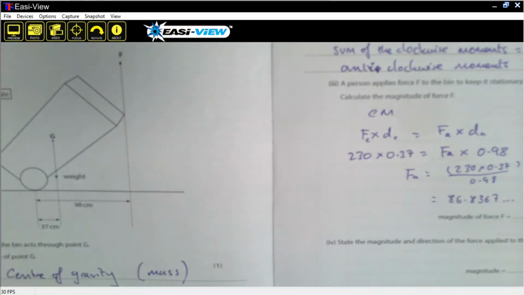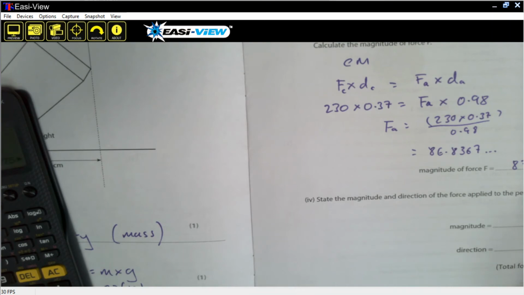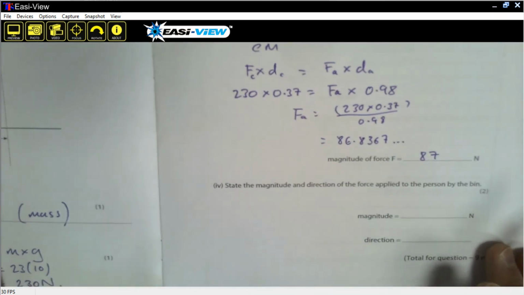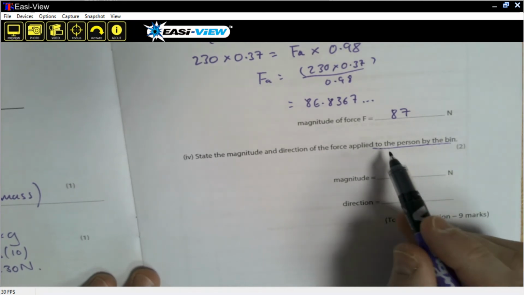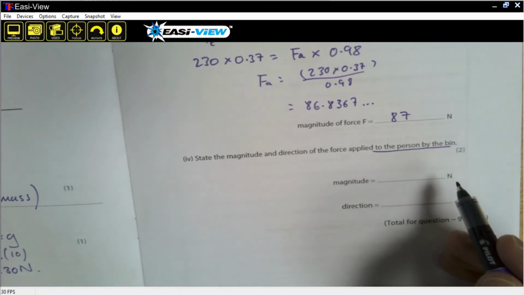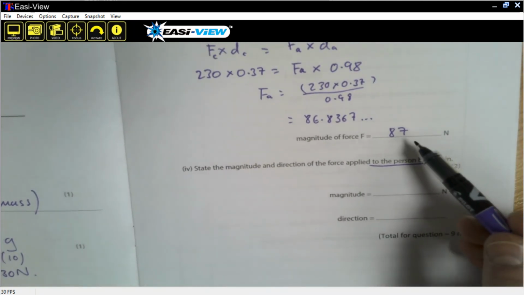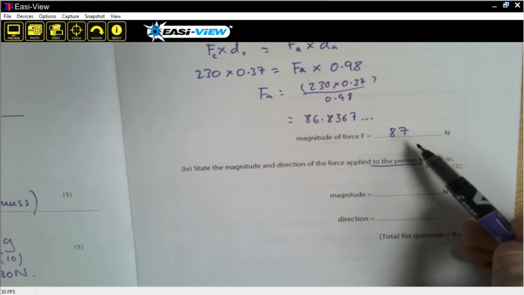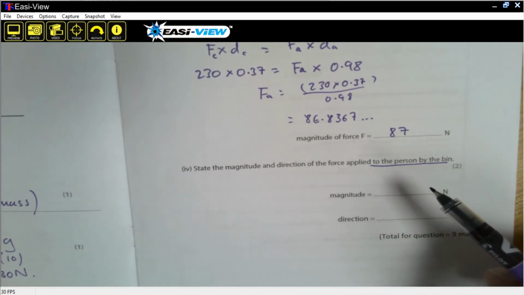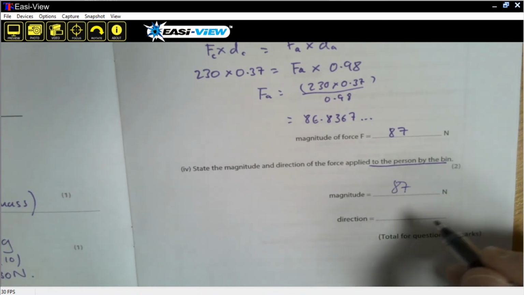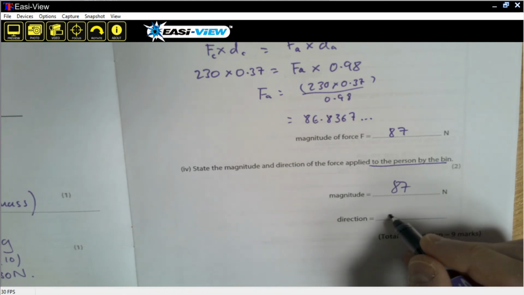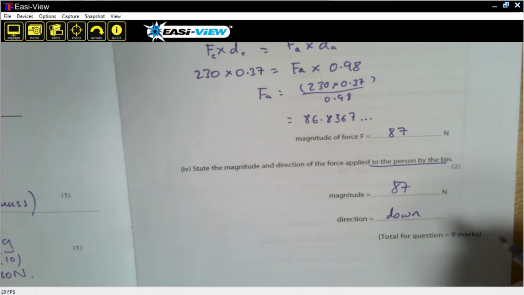State the magnitude and direction of the force applied to the person by the bin. This takes some careful reading. I had to read it quite carefully a few times to work out what on earth's going on. To the person by the bin. So this is checking you understand Newton's third law. It's checking that you understand that if the person applies a force of 87 newtons on the bin, then the bin applies the same force in the opposite direction on the person. So the person is pulling up on the bin with 87 newtons, so the bin is pushing down on the person with 87 newtons.